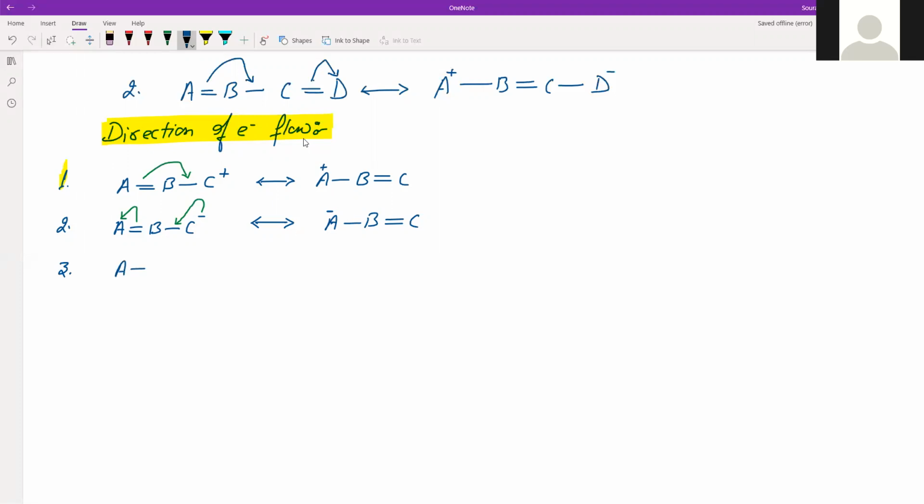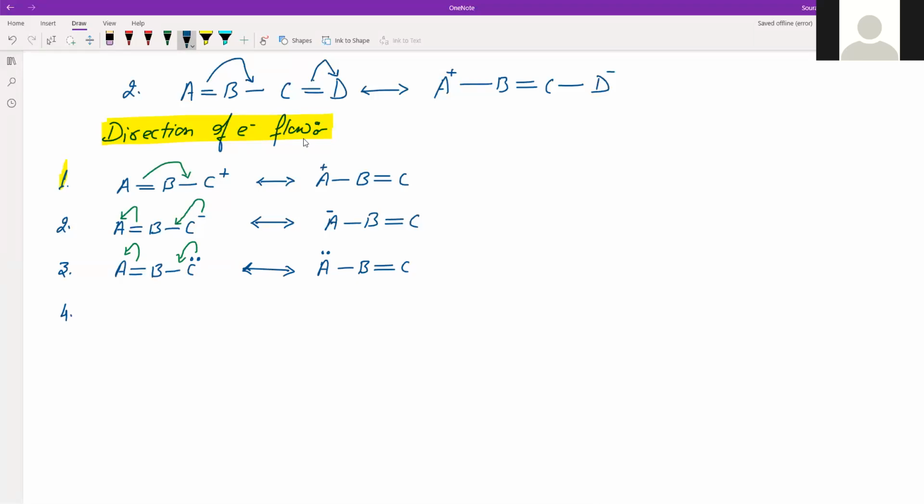Same way, if there is B and on C there is a lone pair. So even then, this lone pair and the negative charge actually behave in the same way. Lone pair means again there is an extra electron pair. So I'll write it fast. It will be A single bond B double bond C, and on A there will be a lone pair, right? And the direction of movement we have to show will be the same as it was in the second case.